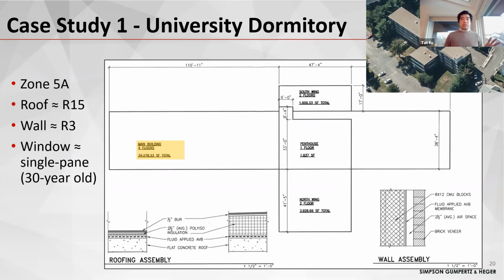In this slide, the picture is the floor plan of the building that we're talking about. The main part of the building, the elongated horizontal part, is a 4-story main building with about 34,000 square feet. I'll get to those numbers in several slides later. We're in Boston, so the climate zone is 5A. The existing roof is about R15, and the wall is uninsulated, so it's about R3. The windows are pretty old, at 30 years, and single pane. Next slide, please.